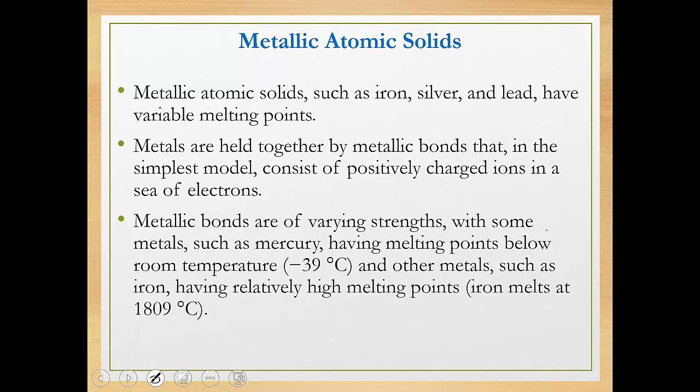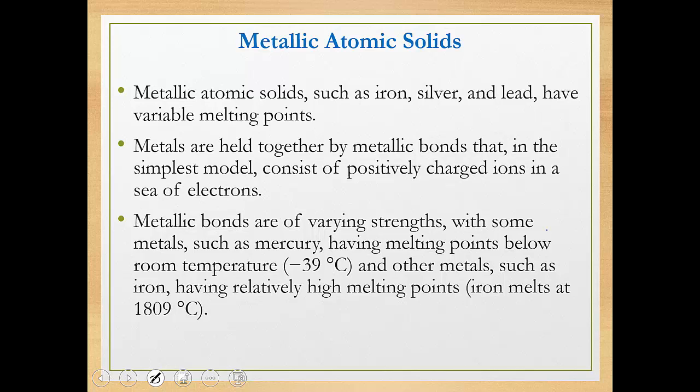Metallic atomic solids. So all the metals on the periodic table, iron, silver, lead, copper, tin, any of those, they all have a variable melting point. There's no way to say, oh, they're all going to be around this. They're all going to be in the thousands. They're all going to be negative. It just depends on the metal. They're held together by positively charged ions in a sea of electrons. Okay, so it's just these positive charges floating around in this delocalized sea of electrons in the metal.